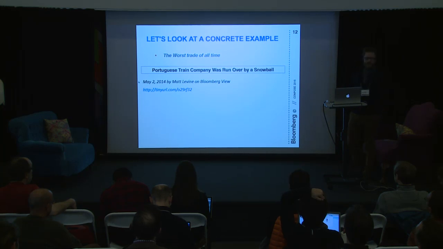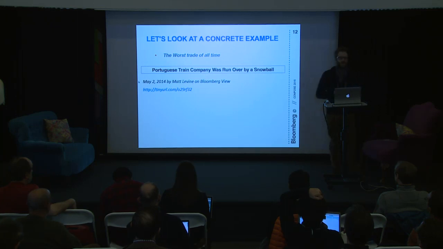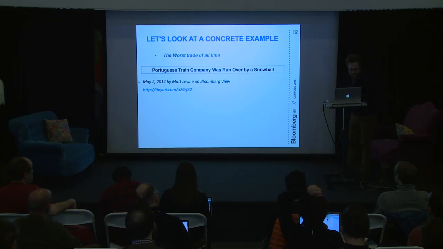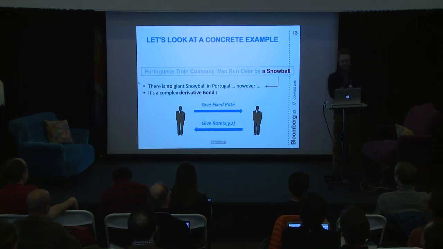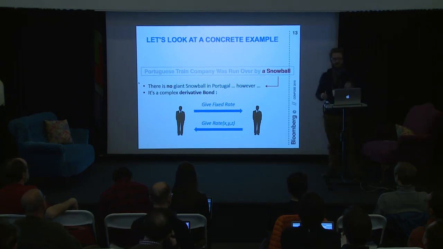So let's look at a very concrete financial contract out there so that you can see the type of contract we are talking about. This is an article from about a year ago, entitled "Portuguese Train Company Was Run Over by a Snowball." And it was mentioned that it was one of the worst trades of all time. So what is it? Like I said before, a financial contract is something where you exchange money, right?